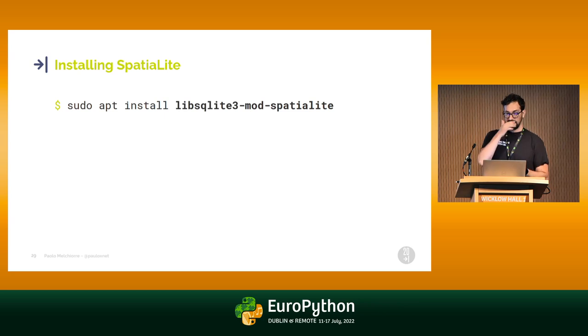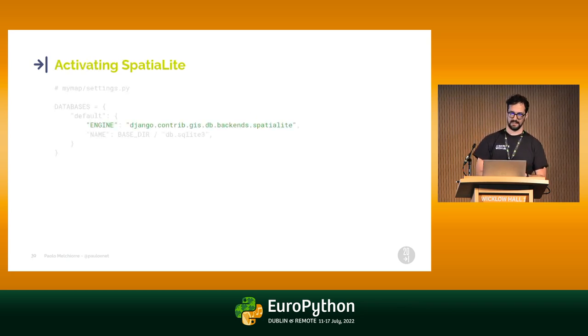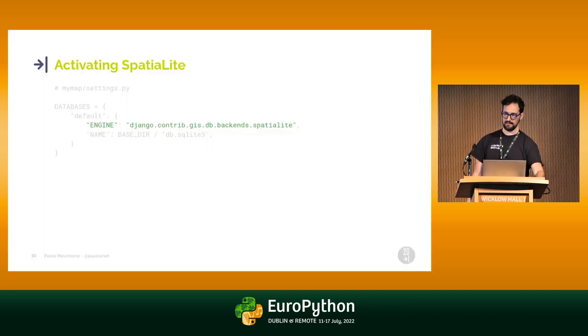As before, on Debian-based systems, we can install a specialized package using the apt package manager. So let's add SpatiaLite as a database backend, setting the default engine in our project settings.